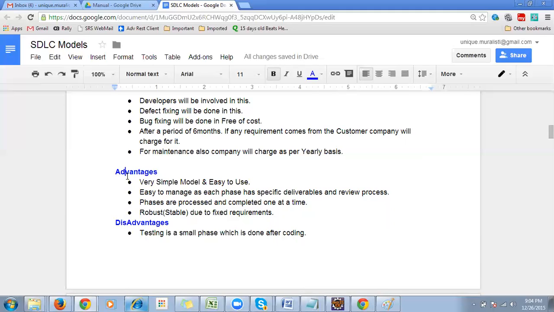And it is robust due to fixed requirements. In the waterfall model, we cannot change the requirements. Once the requirement has been given, it is fixed. Disadvantages: testing is a small phase done after coding, so there is a maximum risk that we might not find all the defects. That's the main disadvantage of going with the waterfall model.